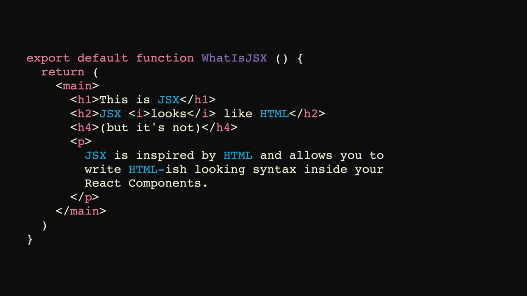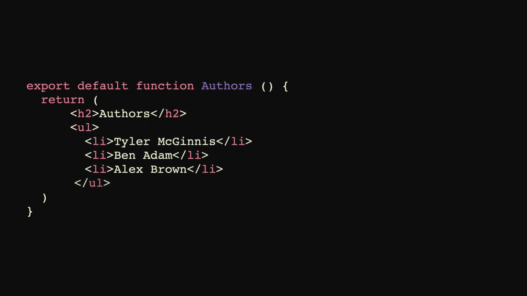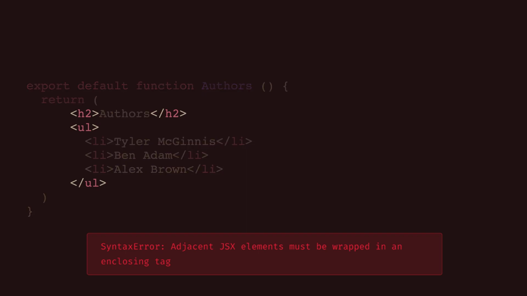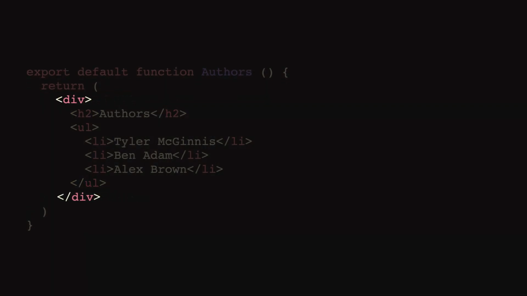So far, so good. But here's a question I want you to think through. Can you spot any issues with this component? It looks fine, right? Unfortunately, it'll throw an error. This is a fancy way to say that you can only ever return one top-level element from a component. In our example, we're trying to return two, a header and an unordered list. To fix this, as the error says, we want to return one, which we can do by wrapping everything in a div.